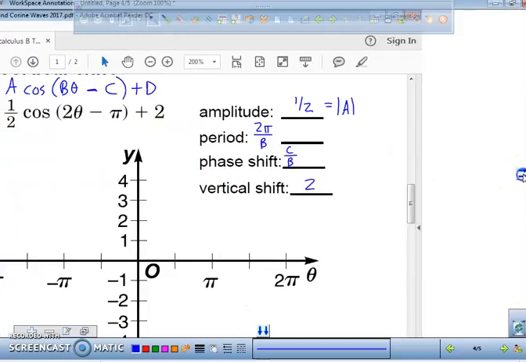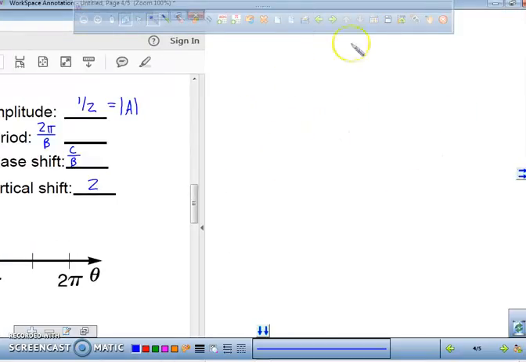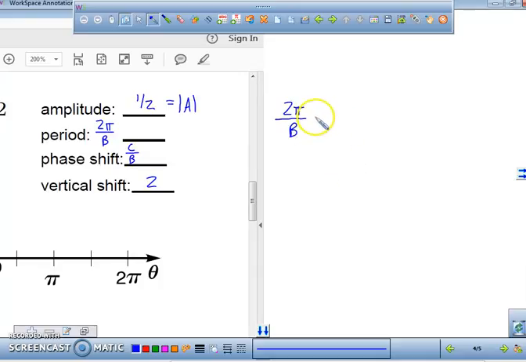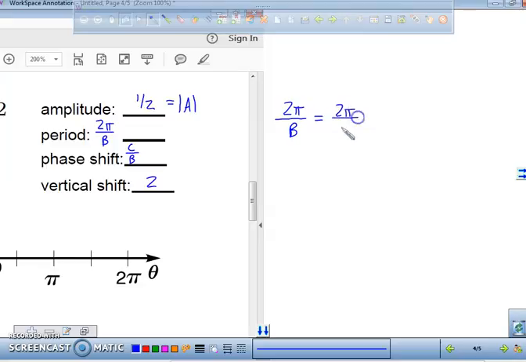So we go over here. I'm going to write the formula for the period: 2 pi over b. Well, what is our b value? Our b value was the number 2. 2 divided by 2, those cancel out. So what is our period equal to? Pi. So you put this equals pi. That would be your answer. A half is your answer for amplitude. Number 2 is your answer for vertical shift.